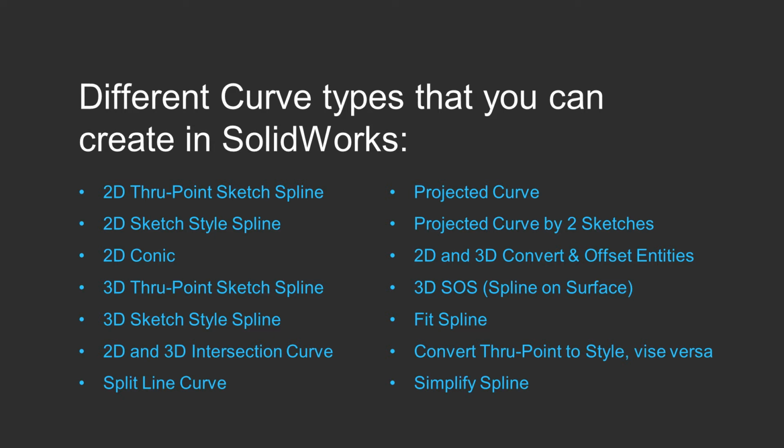You also have, starting I think with 2017, 2018, the ability to convert a through-point spline to a style spline and vice versa. And that can be very helpful because some people have an aversion to creating a style spline because of the control cage. You now have the best of both worlds. You can create a spline how you've always been used to doing that and then simply convert it to a style spline for higher quality.